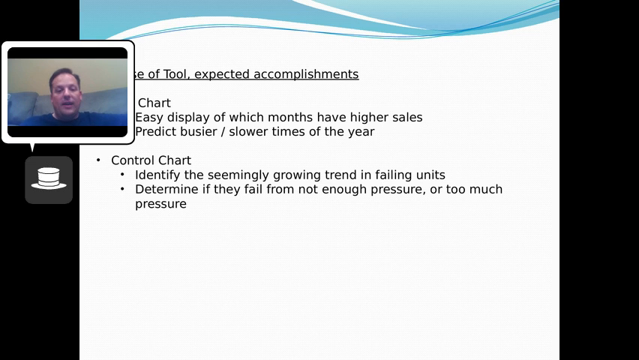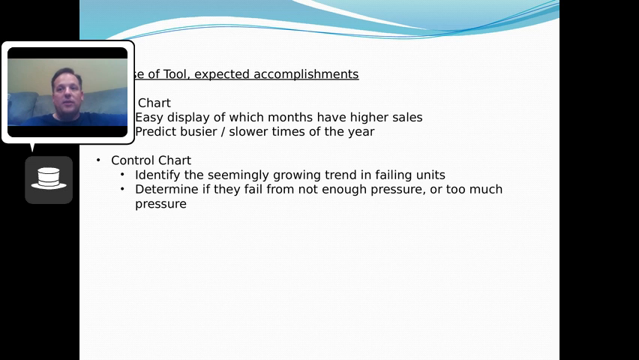Control chart, we can identify a seemingly growing trend in failing units. Remember, at this point, we just feel that it is an increased number of units failing. We're not 100% sure just yet. We just kind of have the understanding that they are. And we're going to determine if they fail from not enough pressure or too much pressure. Either way would be a safety or a quality issue.